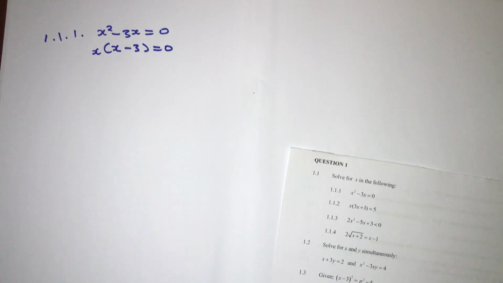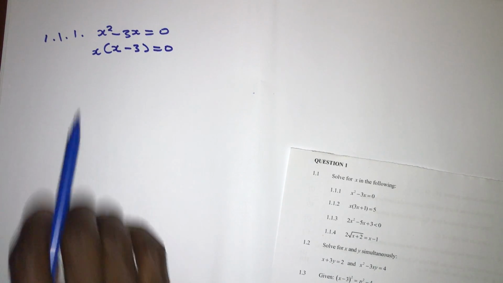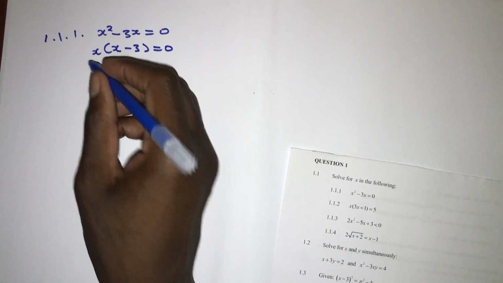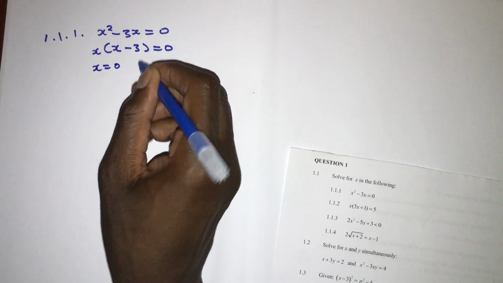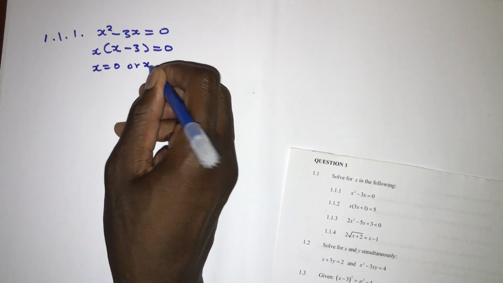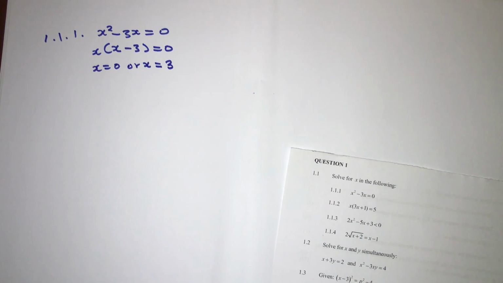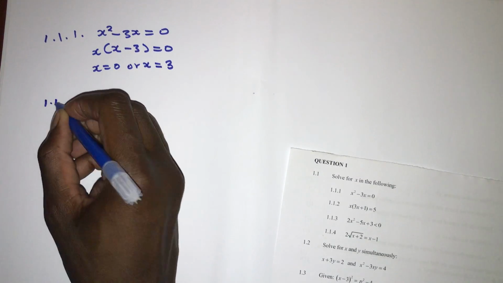So since we're in this situation now, this is equal to 0 and this is equal to 0. So we're going to have x is equal to 0, or x is equal to, taking this one to the other side, positive 3. So x is 0 or x is 3, just like that. So 1.1.2.